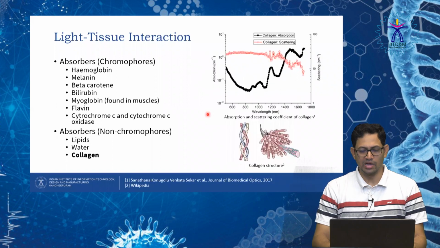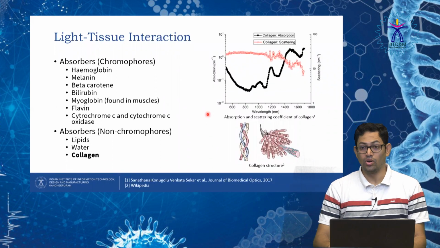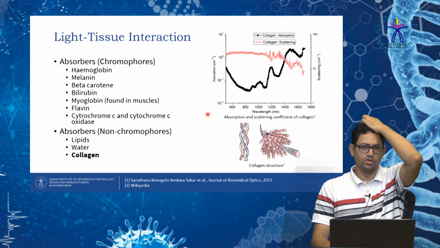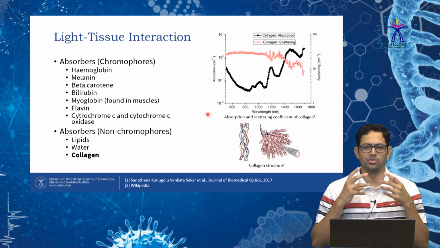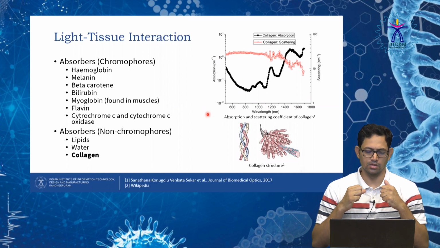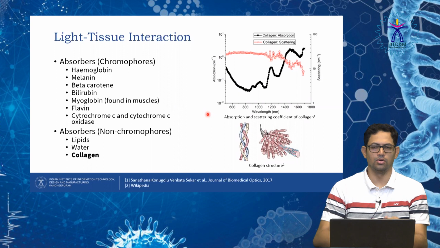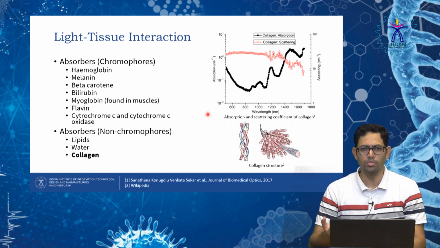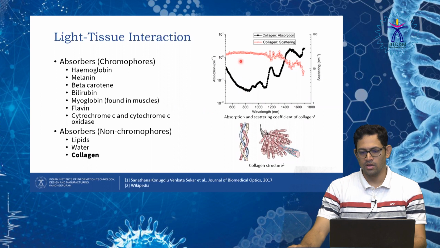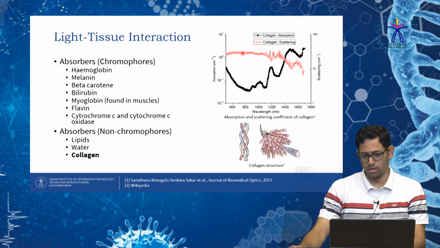Okay, so let us go with another non-chromophore, that is collagen. Collagen is a tissue constituent which gives us the structure that we have for the muscles, and it gives us the strength to pick up some object, for example. In collagen you can see it has both scattering as well as absorption. The absorption is in black and the scattering is in red. The scattering is going down as a function of wavelength.